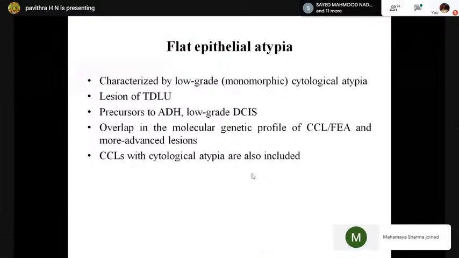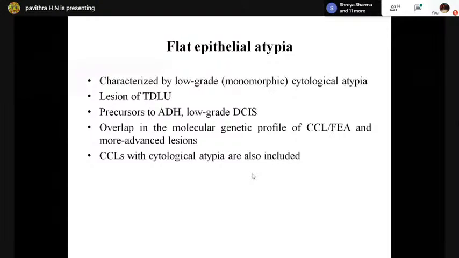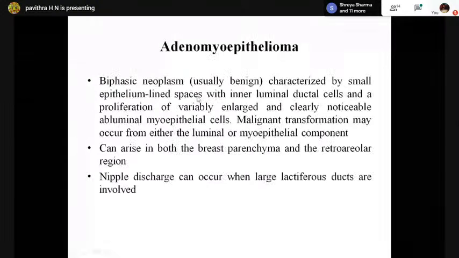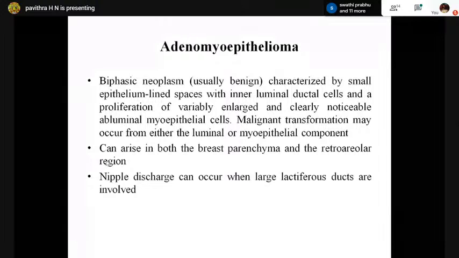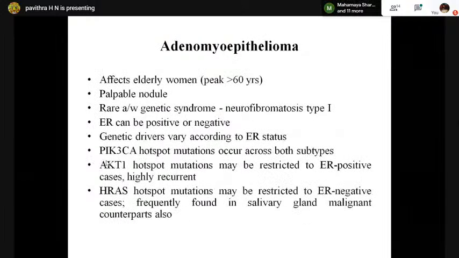These are characterized by small epithelium-lined spaces, inner luminal ductal cells, and proliferation of variably enlarged and clearly noticeable abluminal myoepithelial cells. Malignant transformation may occur, either from the luminal cells or from the myoepithelial cells. They can arise anywhere in the breast, either retroareolar or in the breast parenchyma. Nipple discharge occurs when the large lactiferous ducts are involved. They are seen mostly in elderly females, more than 60 years, and they have a palpable nodule.